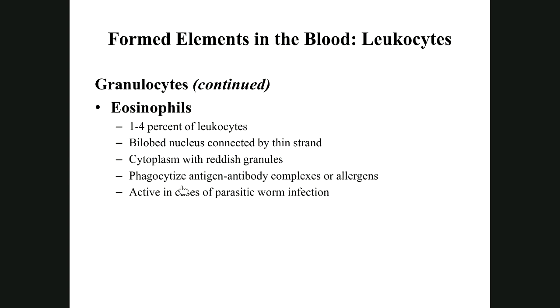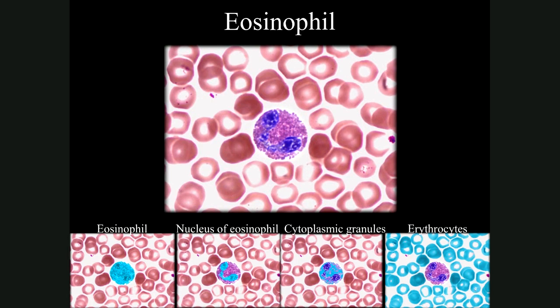The other thing, it helps to control allergies. So eosinophils are going to increase during an allergic reaction, and that's going to help to control the inflammation, help to control the allergy from that antigen and antibody binding together. An allergy is an overreaction of the immune system. So these guys are kind of suppressors, kind of down regulators of that. Here we can see that reddish stain in that cell.